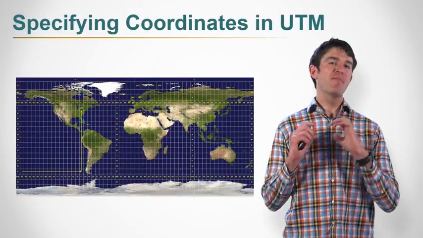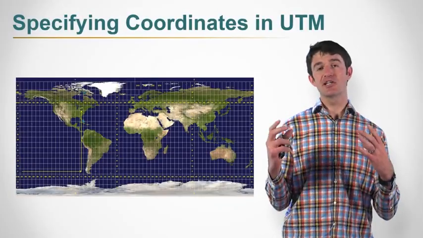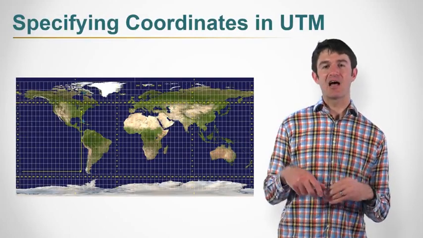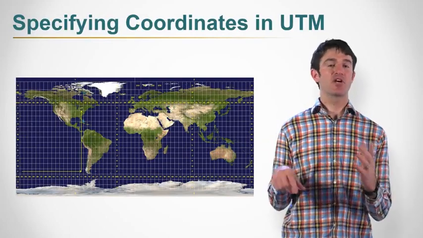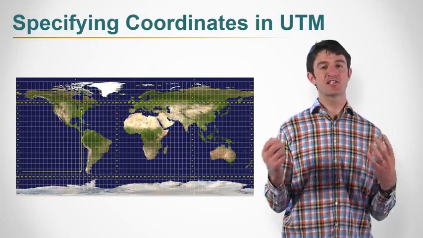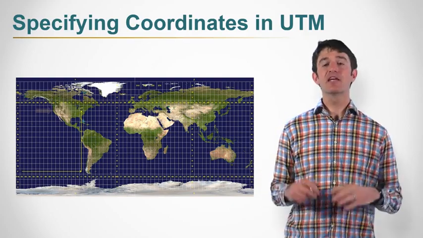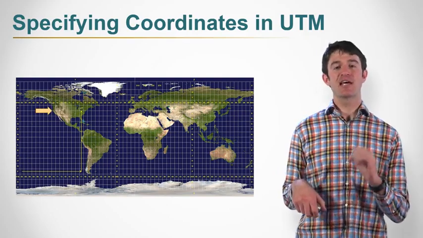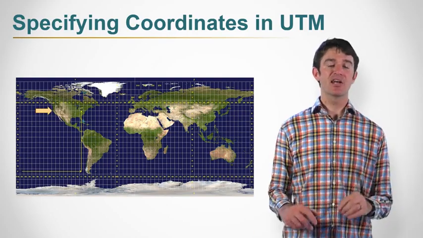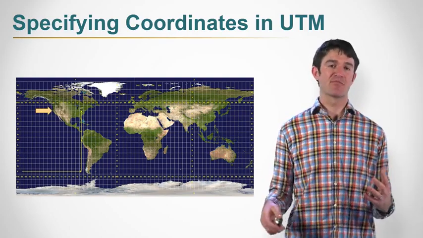Now, while there are many smaller latitudinal zones in UTM, we generally divide it up in half, north and south. So when specifying coordinates, you specify the zone and whether it's in the northern or the southern hemisphere. Here in Northern California, we're in zone 10 north or 10N, and coordinates will be relative to that UTM zone.